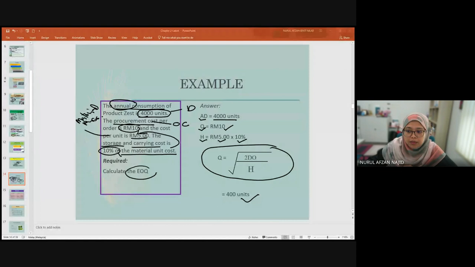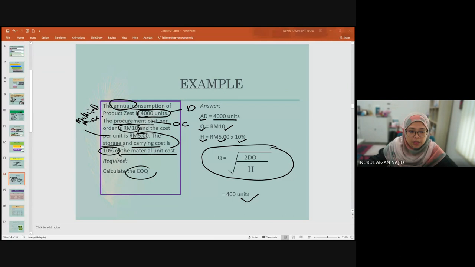Pastikan dapat sebab kadang-kadang you salah masuk dekat dalam calculator. So, bila you tak reti guna calculator ke, tak tahulah. Tapi kadang-kadang ada student yang tak dapat 400 unit tu. Okay? That's why saya tanya.